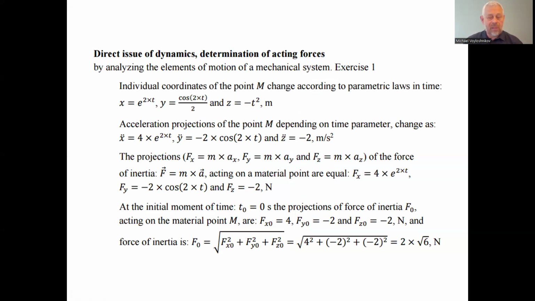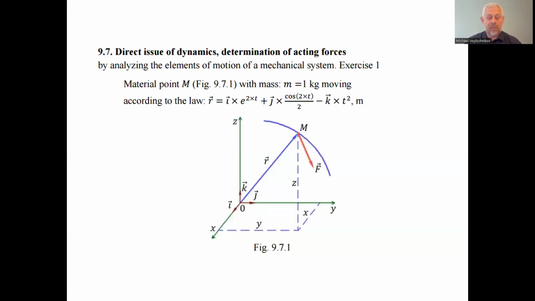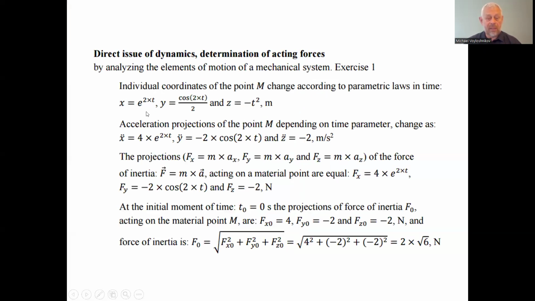First, we have to transform this more convenient description of the motion from the vector form into the coordinate form. We consider each of the summands in the vector form of the assignment of the motion separately. So x equals e to the power 2t, where t is time, y, the ordinate, equals cosine 2t divided by 2, and z equals minus t squared. These are the coordinates of the location of the point in the Cartesian coordinate system, in meters.